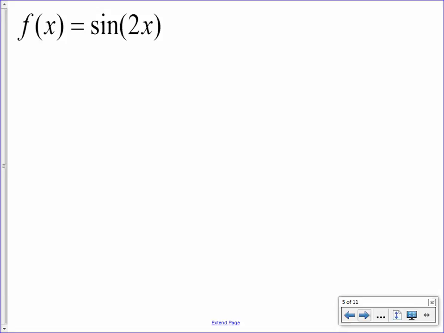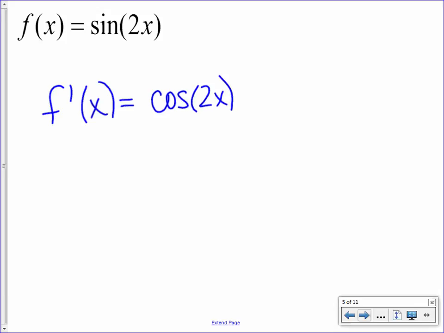What's our outer function? Sine. What's our inner function? 2x. So the derivative. What is the derivative of our outside function? Sorry, cosine. Our inside function stays with it, times the derivative of the inside. So our derivative is 2 cosine of 2x.